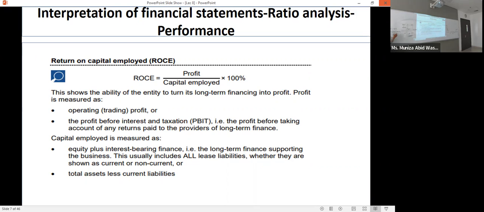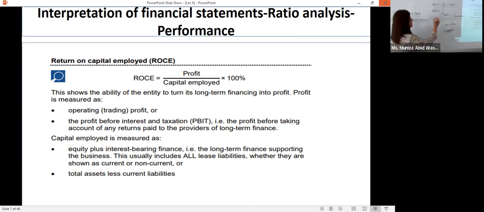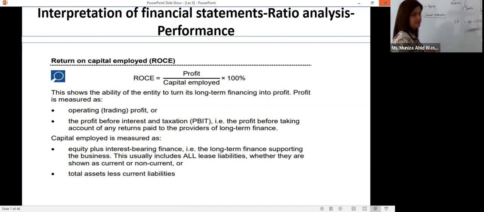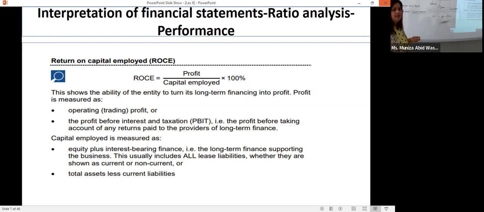What is your accounting equation? Assets is equal to liabilities plus equity. Assets is equal to long-term liabilities plus short-term liabilities plus equity. Is it? If you are deducting short-term liabilities, current liabilities, from assets, what is remaining? Long-term liabilities plus equity. Getting my point? Yes, Ali.